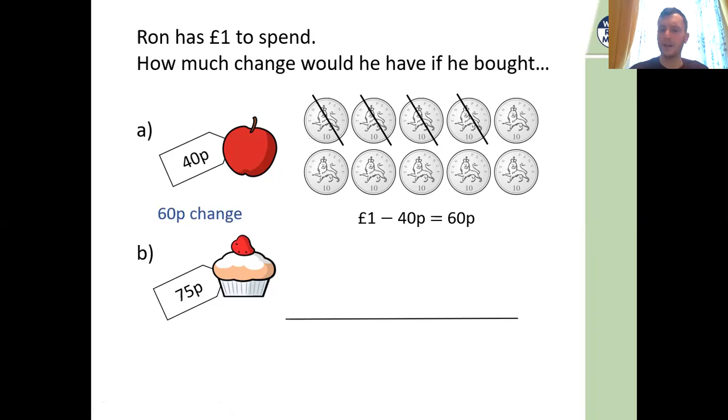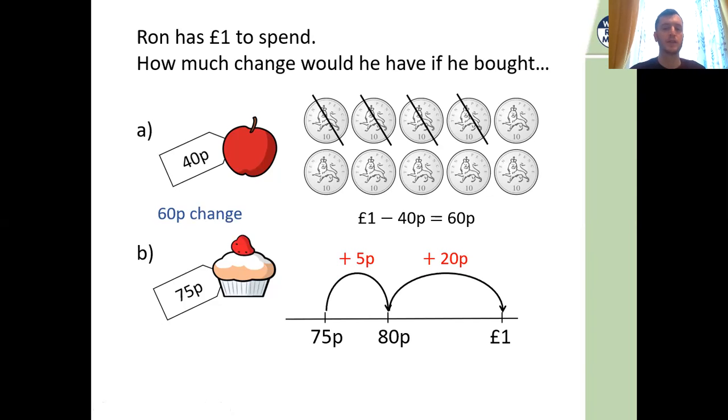And for the cupcake, I'm going to use a different method. I'm going to use a number line. I'm at 75 pence. I'm going to calculate the difference. I'm going to count on from 75 pence to £1 to work out the difference. So there's my 75 pence. If I add 5 pence, I get to 80 pence. If I add 20 pence, I get to 100 pence or £1. So the change he would get would be 25 pence.